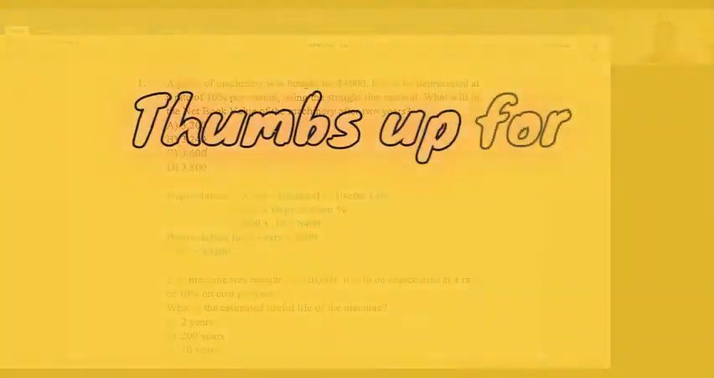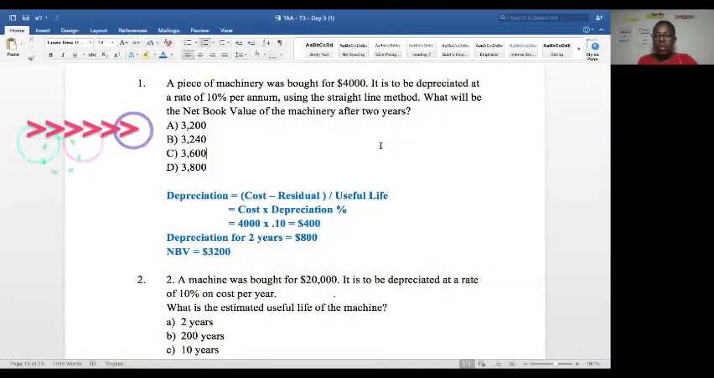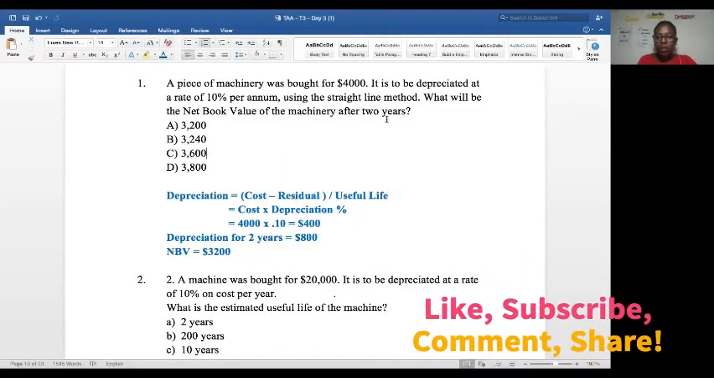Number one, a piece of machinery was bought for $4,000. It is to be depreciated at a rate of 10% per annum using the straight line method. Very, very important. What method is being used? What will be the net book value of the machinery after 2 years?